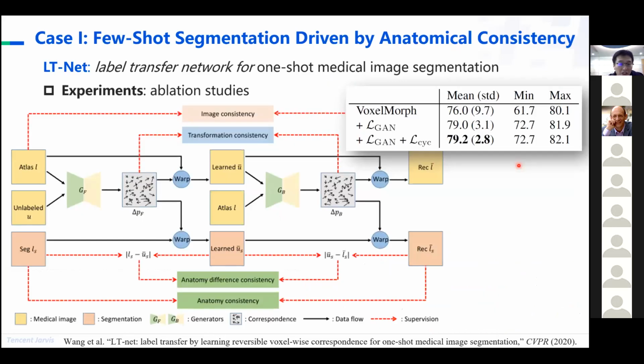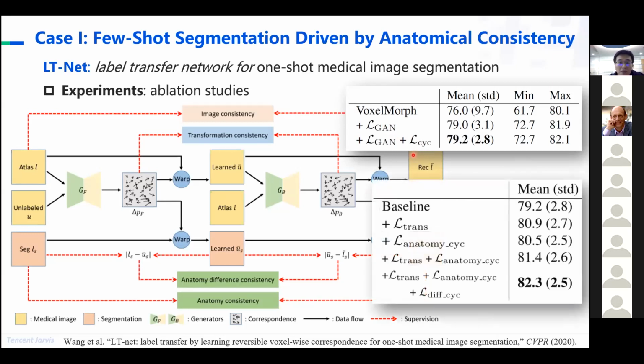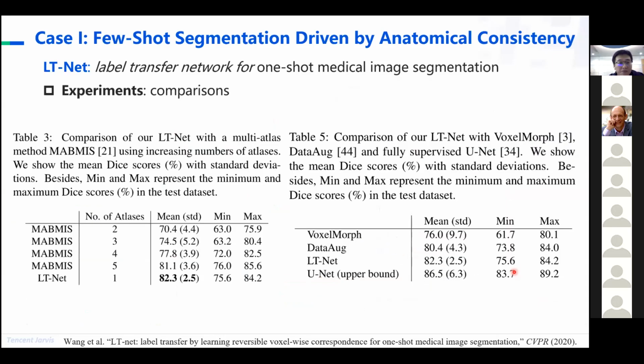Then we conduct ablation studies to validate the efficiency of the proposed losses. First, based on VoxelMorph, we add the GAN loss and the cycle GAN loss. As we can see, they are effective, boosting 3 points. Then on top of that, we add the losses in the transformation space as well as in the label space. Individually they play some effect, and jointly they reach the highest value of 82.3 dice coefficient.